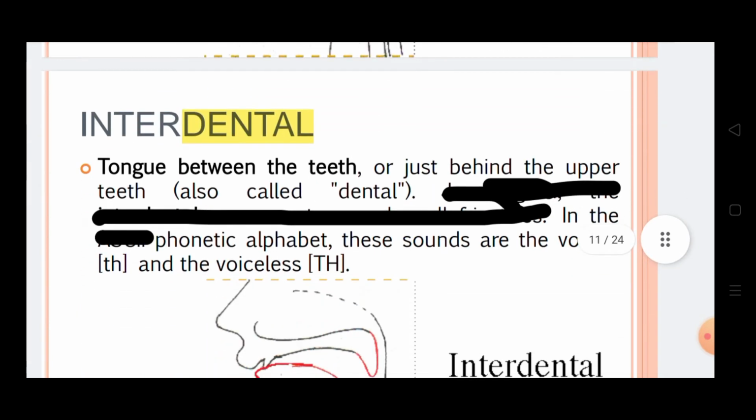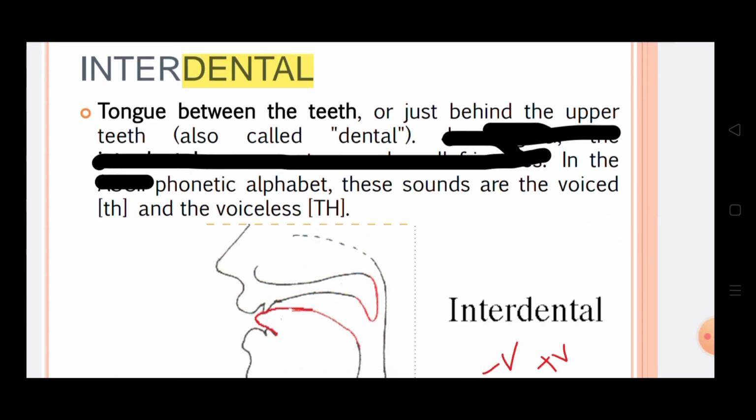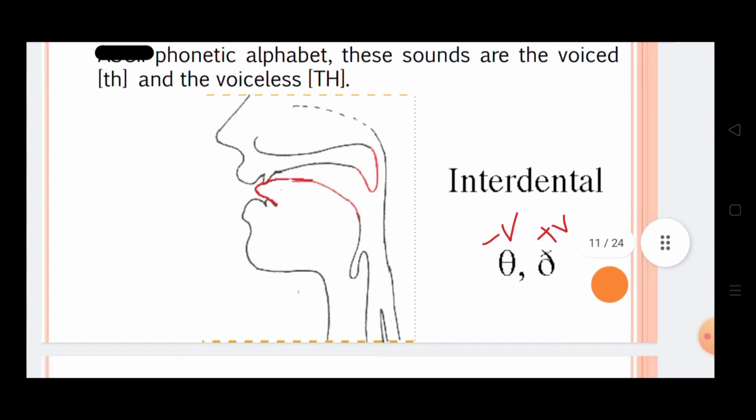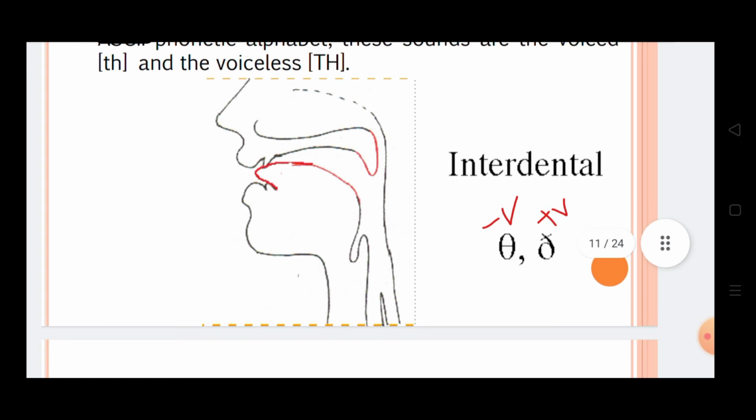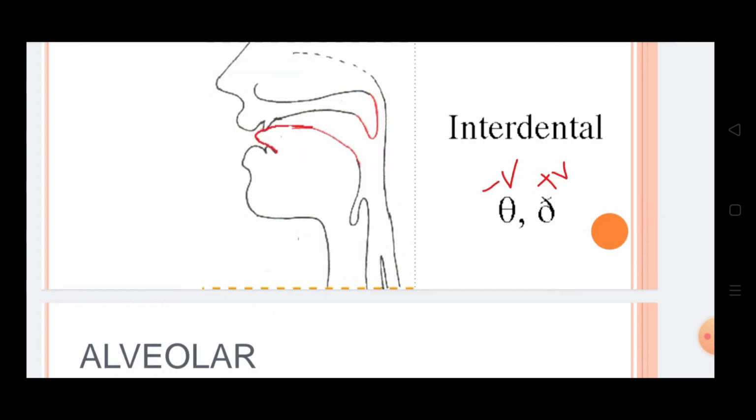And interdentals, most commonly known as dental sounds in English, in which the tongue is between the teeth. Here you can see the position of your tongue is between your teeth. You have to touch your tongue to the back of the upper teeth and pronounce those dental sounds. And the dental sounds are th, which is voiceless, and the th in words like this, which is voiced.